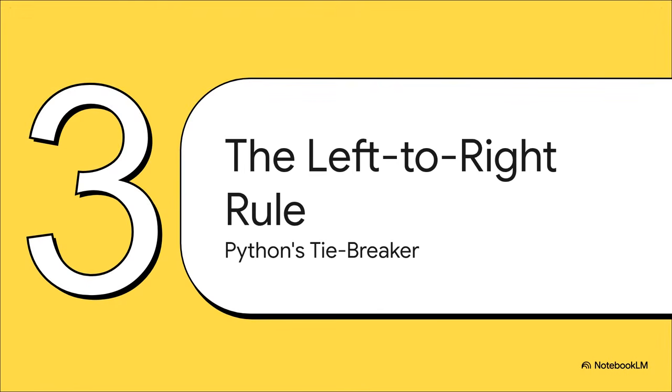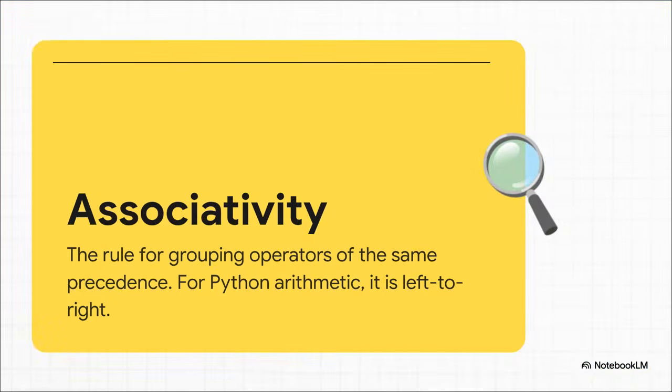So if they're on the same level, how does Python break the tie? Does it flip a coin? Nope. It uses a super simple but really powerful rule. And it's the rule that solves our entire puzzle. That tiebreaker is called associativity. And for most math in Python, it's a dead simple left-to-right rule.